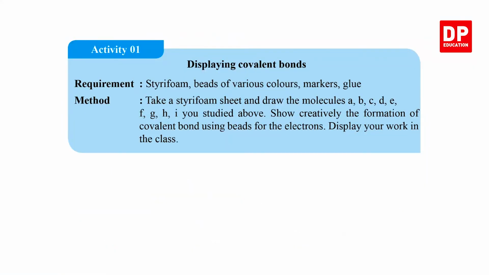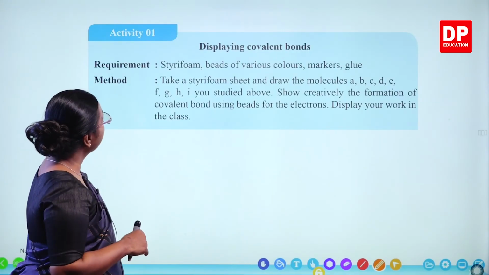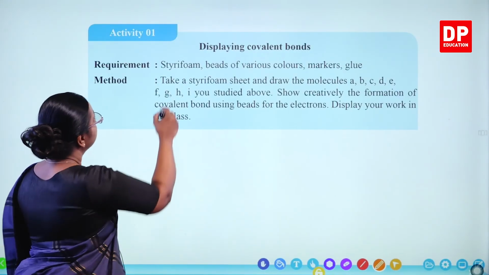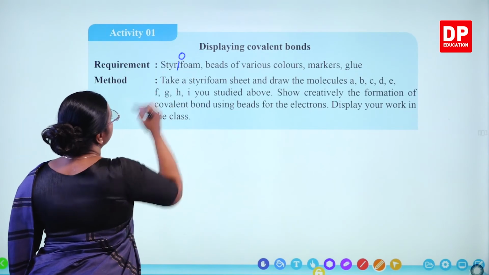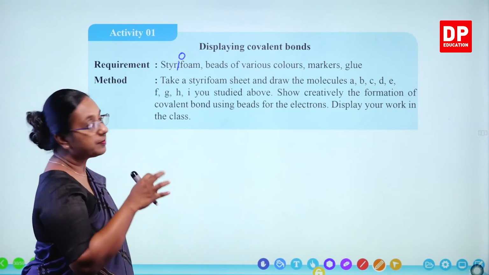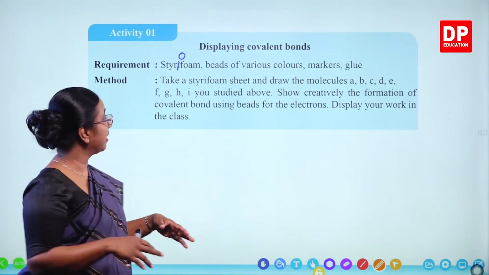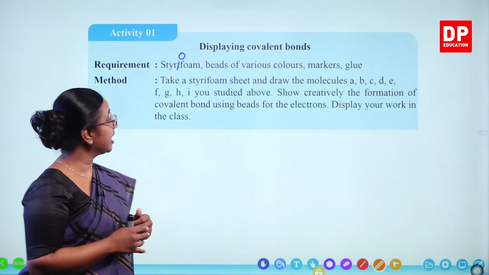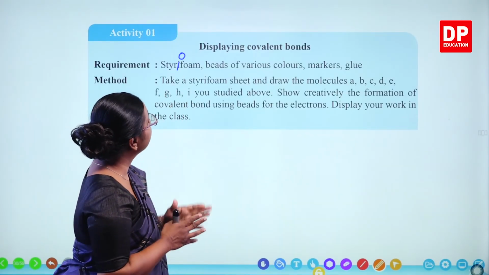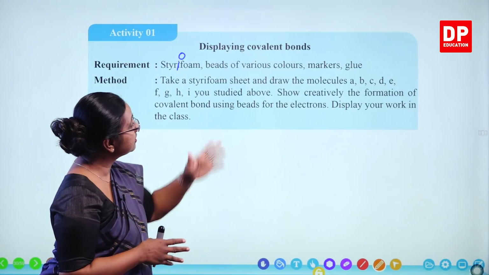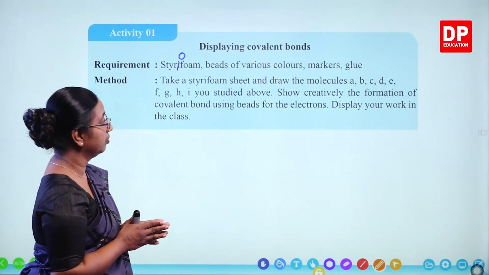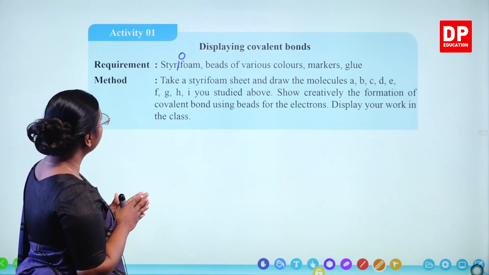So then this is an activity displaying covalent bonds. So the requirements are styrofoam. Styrofoam you know is thermocol, right? Or what we call as polystyrene. Styrofoam, then we need beads of various colors, markers and glue. So this is what you all are going to do.